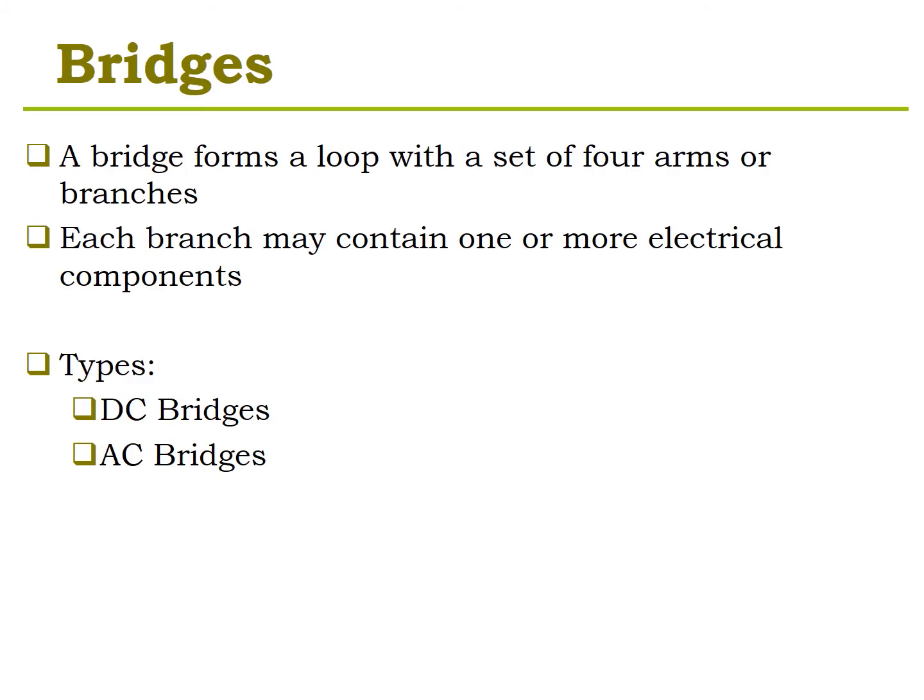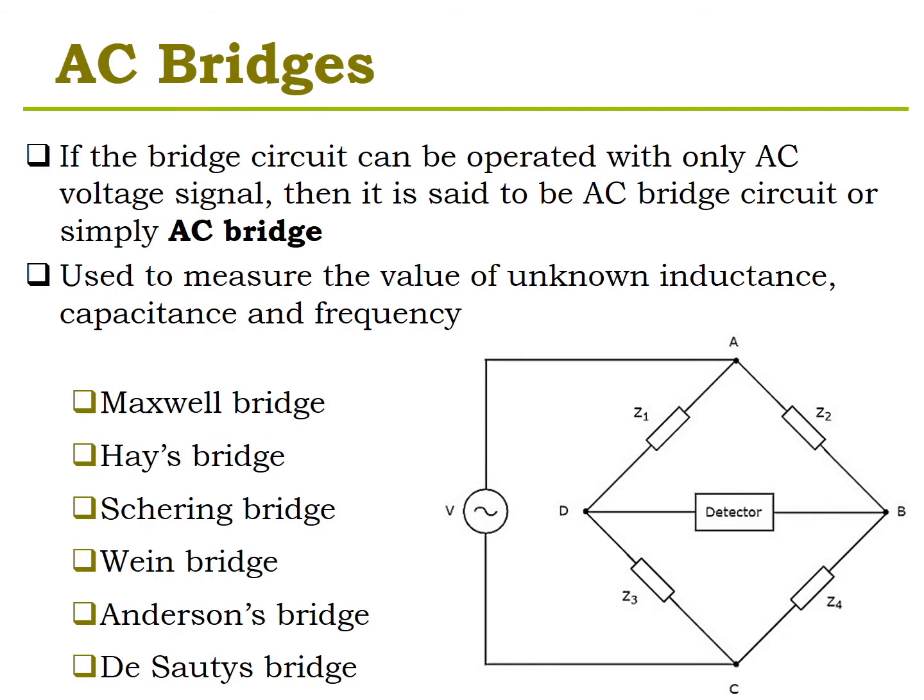So we know that a bridge is a circuit that forms a loop with 4 arms, and there are two types of bridges, DC bridge and AC bridge. We have already studied DC bridge and we are starting with AC bridge, which can be operated only when an AC voltage is applied to them. Now the various AC bridges are as under, but we are going to study Maxwell bridge in today's class.